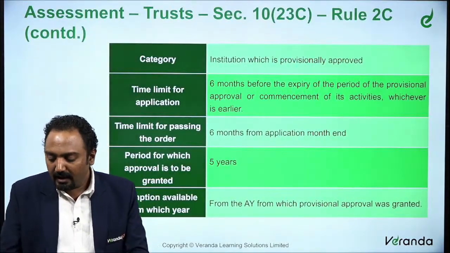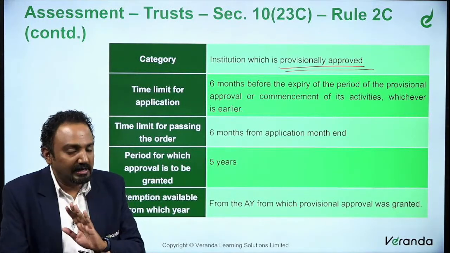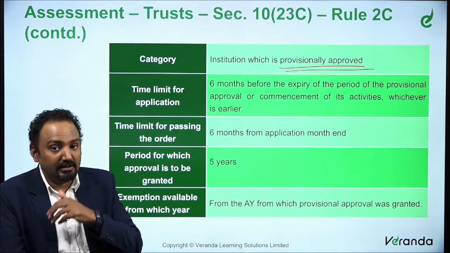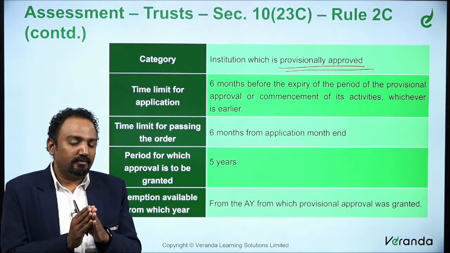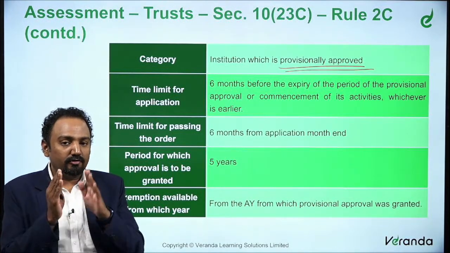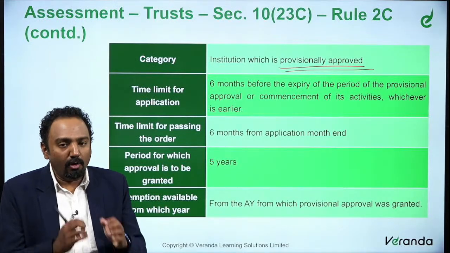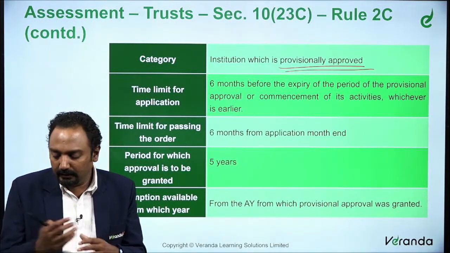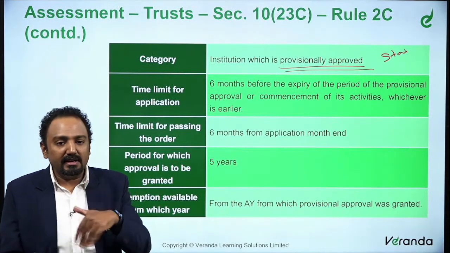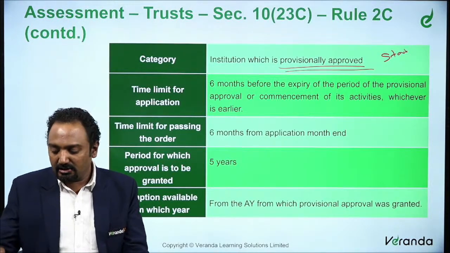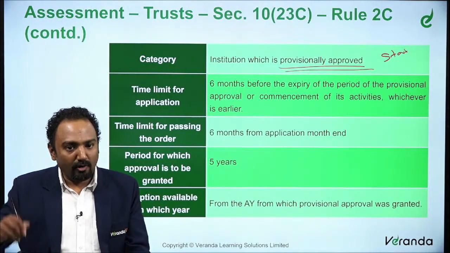The next one is institution which is provisionally approved. So earlier there was no provisionally approved category, because you will have to register as a trust or an eligible fund only after you have a decent track record and you fall under all the conditions. So now what they say is, once you start an institution, immediately you can file for this application. So an institution which is provisionally approved falls under this category.